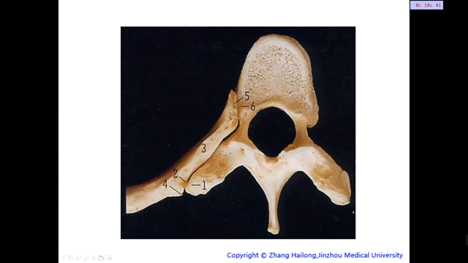Now you see the picture. Here is the fovea, and here is the head of the rib. They will connect with each other, and this one is the rib. Here is the tubercle of the rib, also connected with a fovea, and this fovea belongs to the transverse process, and this fovea belongs to the superior costal fovea. Okay, so the fovea is the connection with the rib.